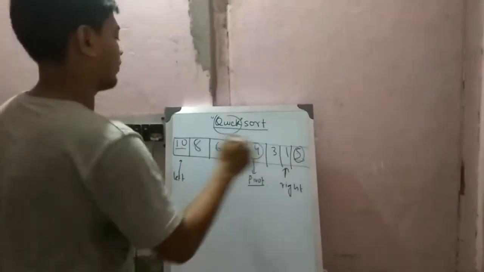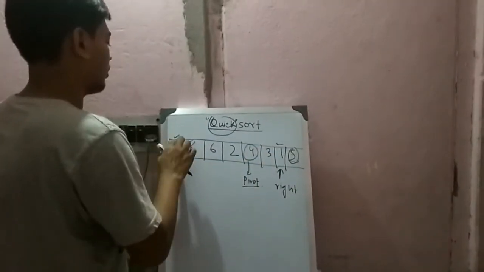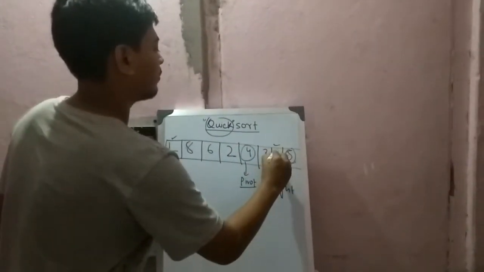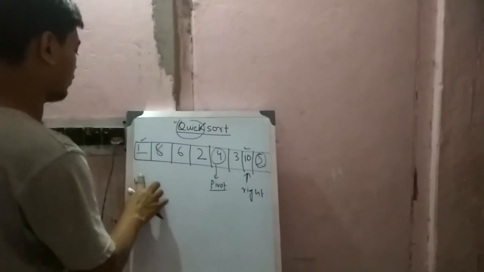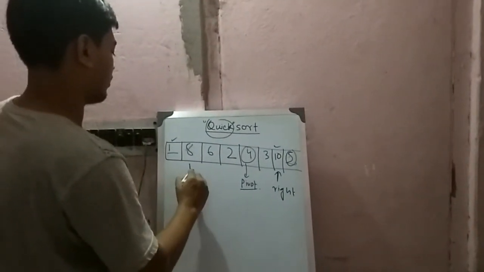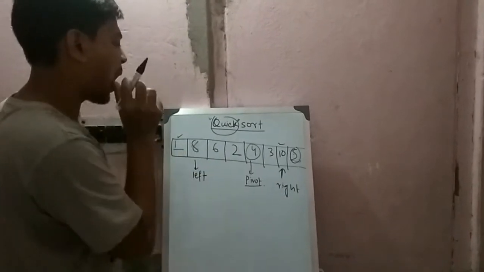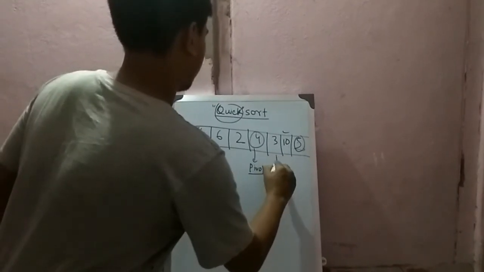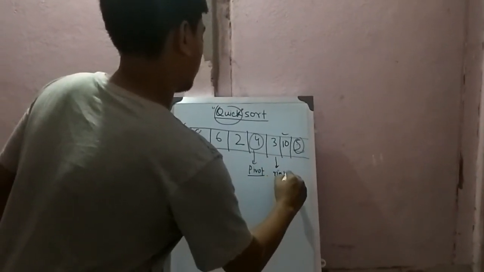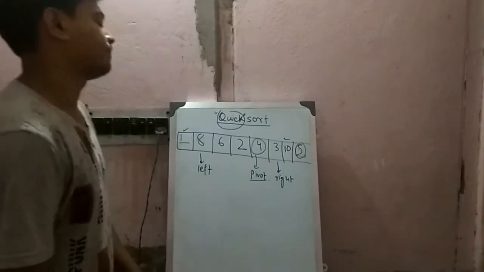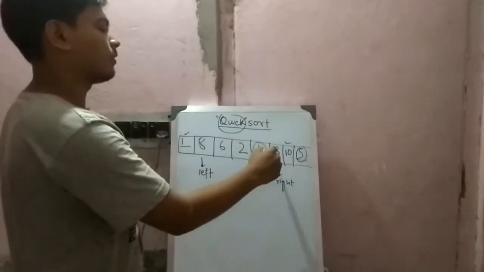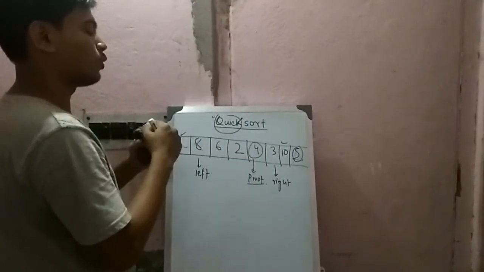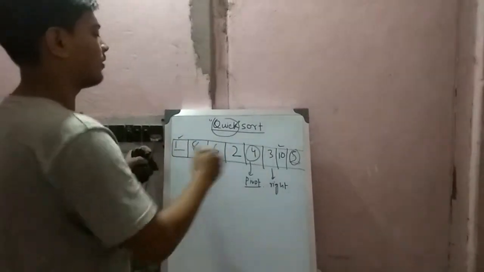Now 4 is greater than 1, and 10 is greater than 4, so these two will swap. This and this will swap, so this will become 1, and this will become 10. Then the left pointer is this, and the right pointer is this. Now 3 is less than 4, and 8 is greater than 4. Both conditions are satisfied, so I can swap those two elements. So 8 and 3 swap each other.